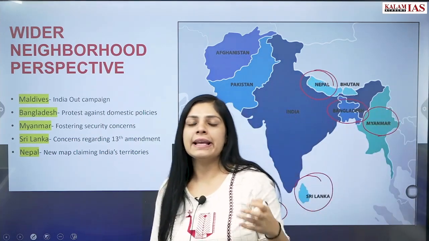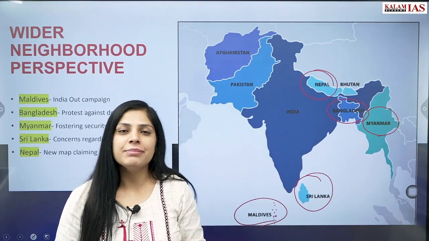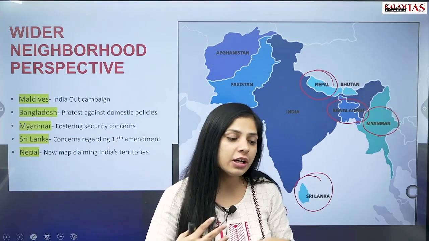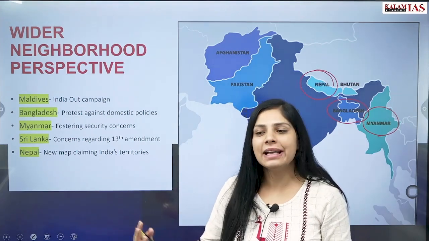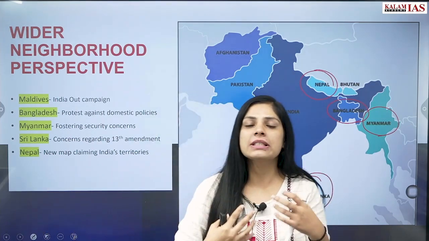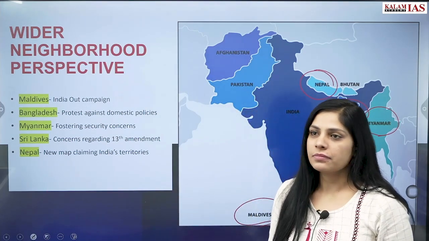Apart from it, in Nepal also, in 2019, Nepal came up with new maps which claimed many parts of Indian territories as its own. So the neighbors which were generally very friendly towards India and have been our historical friends have also started having contentious issues with India.